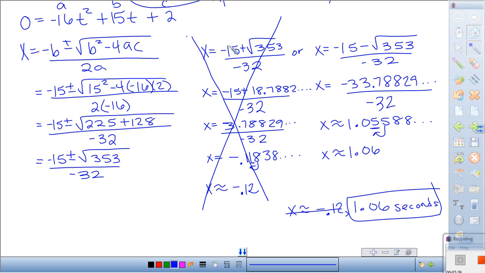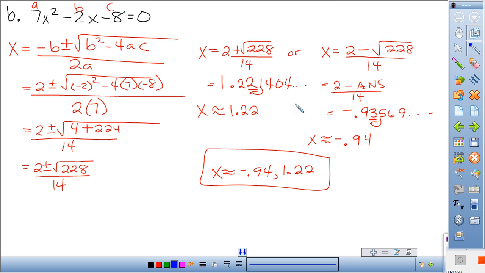So again, you can put this whole top part in your calculator all at once. Negative 15 plus the square root of 353. Press enter and get your answer, 3.78829. Then divide by negative 32. Once you get a negative, you know it can't be your answer since it's a real world problem. Same thing over here. You can put this all in your calculator at one time. Negative 15 minus the square root of 353. Press enter, then take that number, divide it by negative 32, and you get your answer.